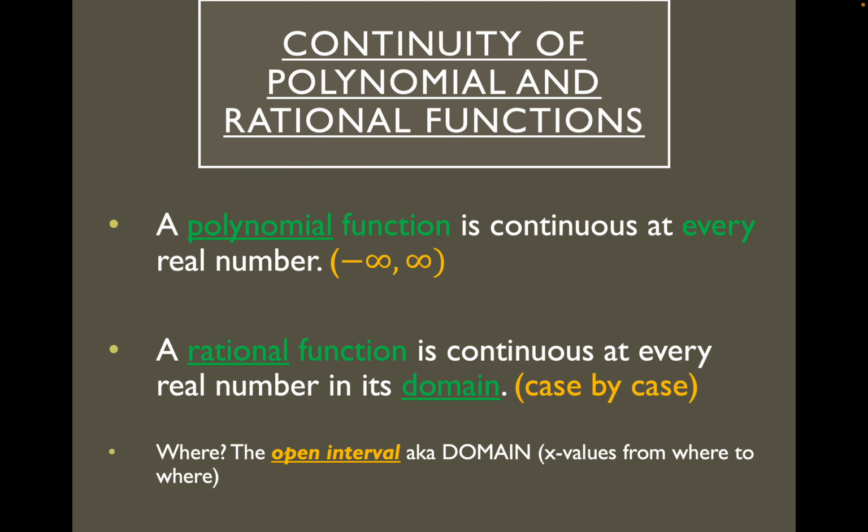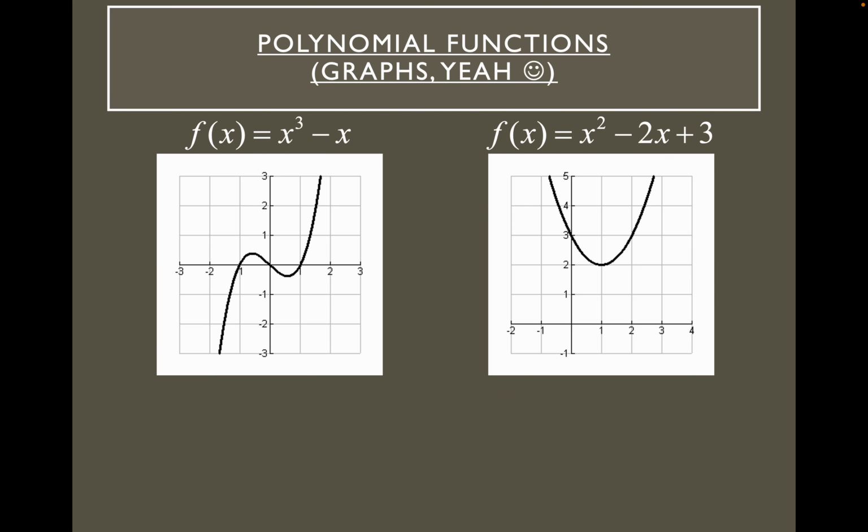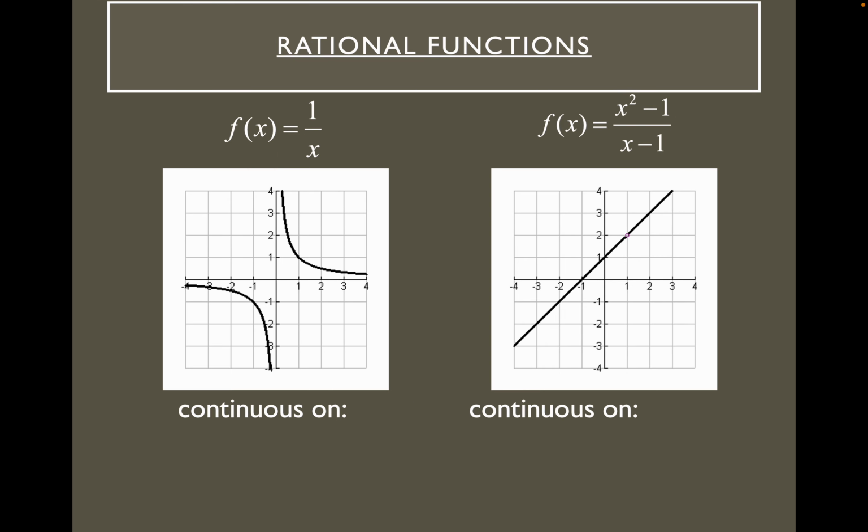Then we always want to be fancy. Can you give me the open interval, aka the domain, the x values from where to where the function is continuous? Then we say that when there is a picture, the answer is in the picture. So as you can see, polynomial function, poly, many terms, by definition all continuous, right? So from negative infinity to positive infinity.